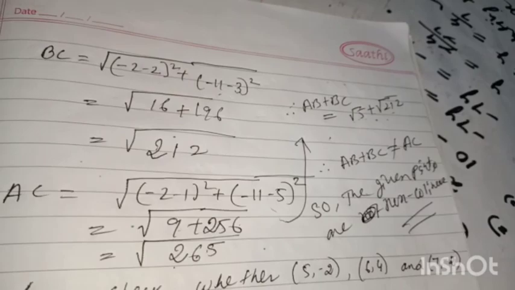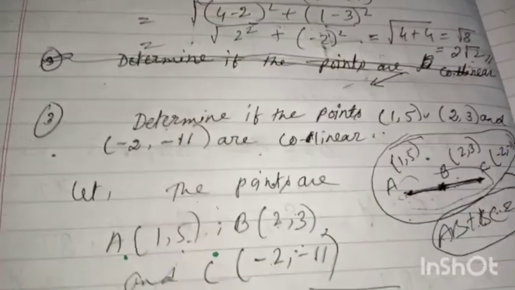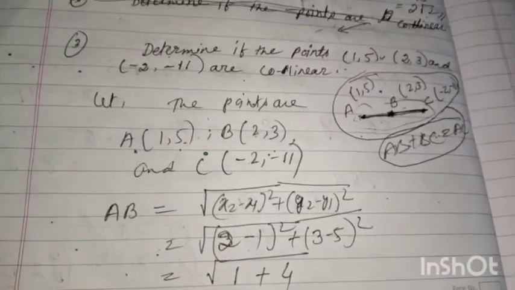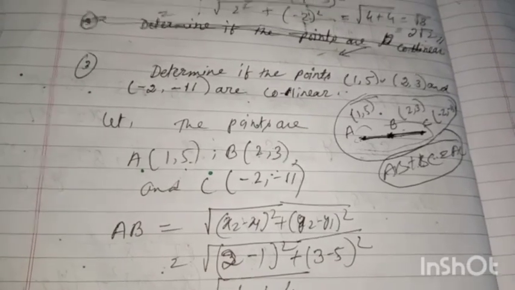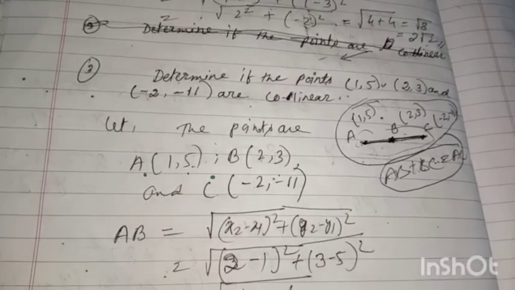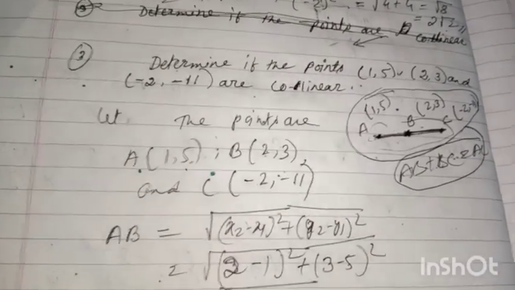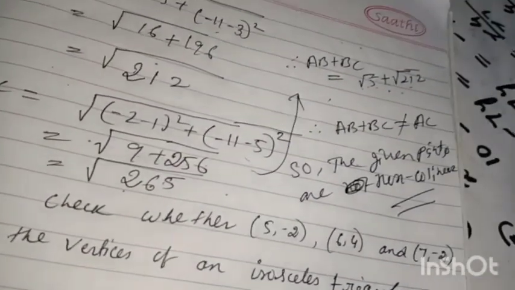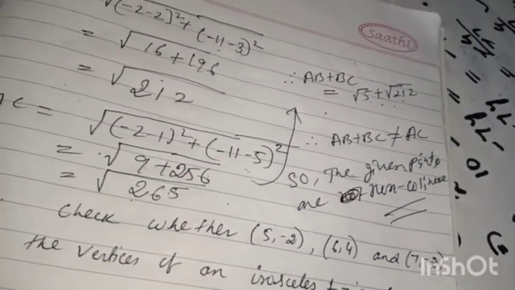I hope all of you understood what we have done. We found all the distances AB, BC and AC. After that we check whether AB plus BC is equal to AC or not. Here AB plus BC is not equal to AC, so the given points are non-collinear.